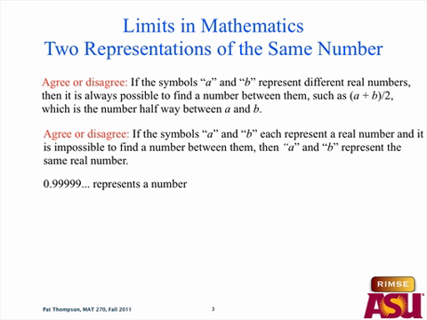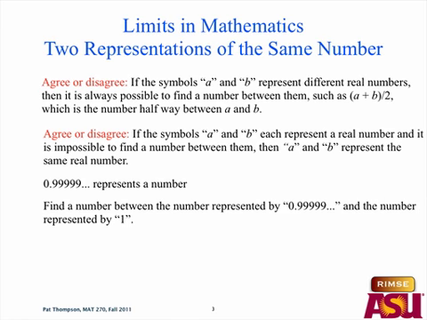All right, so this represents a number. This is the idea of infinite sequence. 9 over 10, plus 9 over 100, plus 9 over 1,000, plus 9 over 10,000, etc., forever. So find a number between that number and the number 1. Find a number between those two numbers. Can you tell me a number between those two numbers?